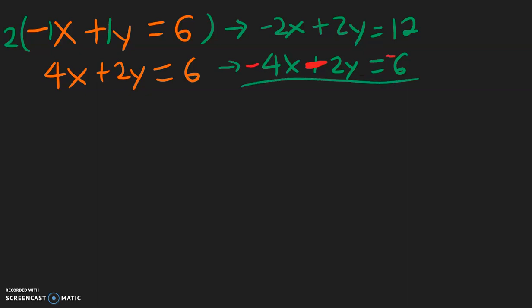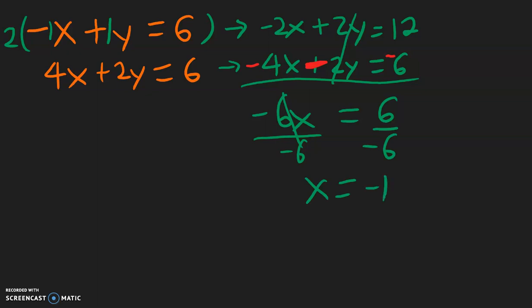Now, combining these two, the y's cancel out. Negative 2x minus 4x will be negative 6x. 12 minus 6 is going to be a positive 6. Dividing both sides by negative 6, we get x equal negative 1. So that's going to be the x-coordinate of our answer, negative 1.